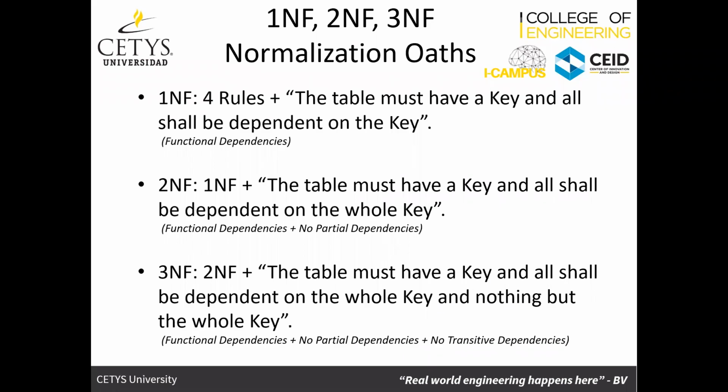So it's a kind of review. Those are the three normal forms. In the first, the table must have a key and all shall be dependent on that key. The second normal form is the first normal form, and the table must have a key and all shall be dependent on the whole key. And the third normal form, the table must have a key and all shall be dependent on the whole key and nothing but the whole key. Okay. So remember those three rules. We need our tables to have that consistency.